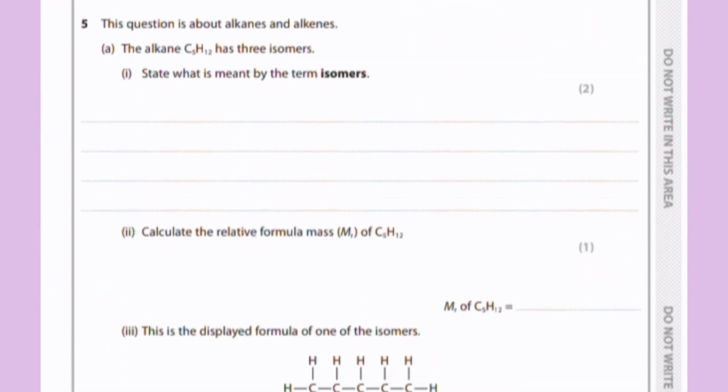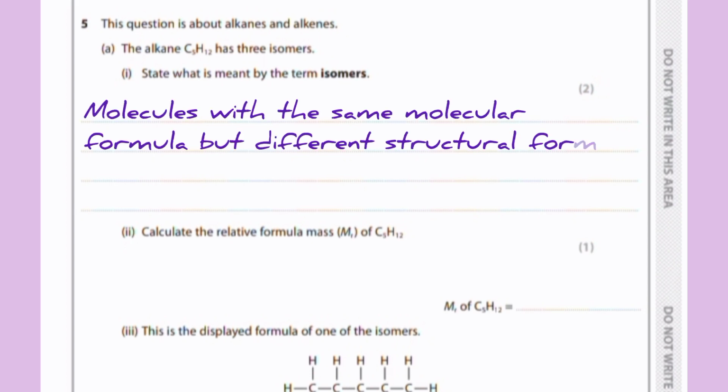Question 5. This question is about alkanes and alkenes. A. The alkane C5H12 has 3 isomers. Part 1. State what is meant by the term isomers. The definition of isomers is simple. I'm sure you have read it in your book. Molecules with the same molecular formula but different structural formula.